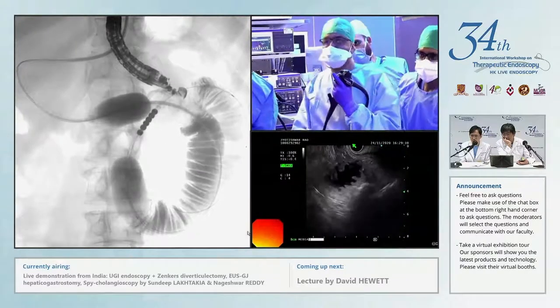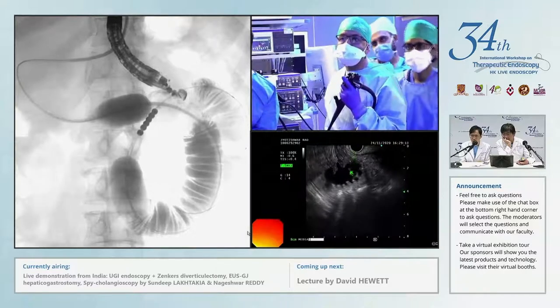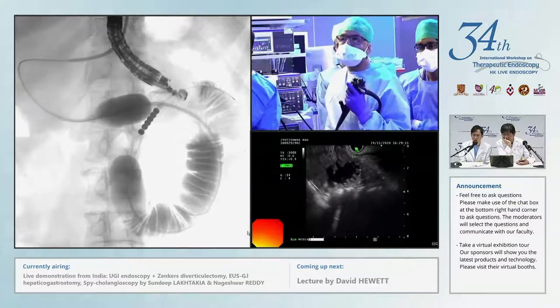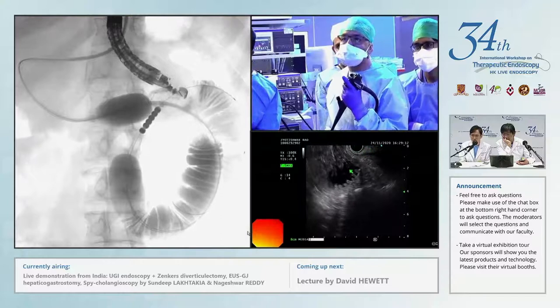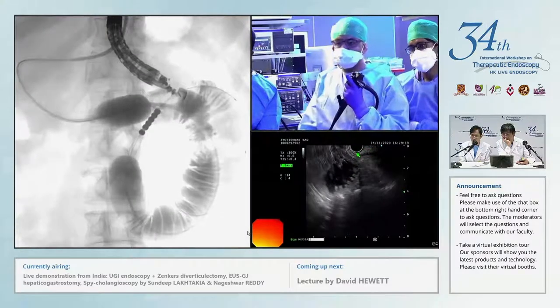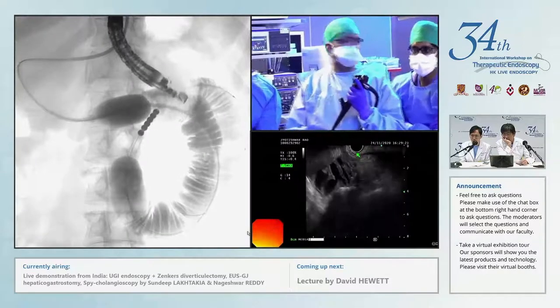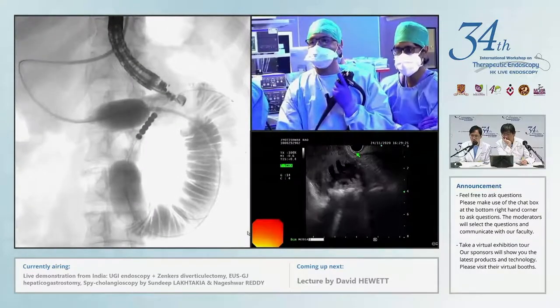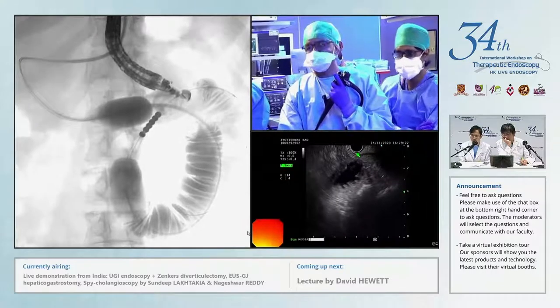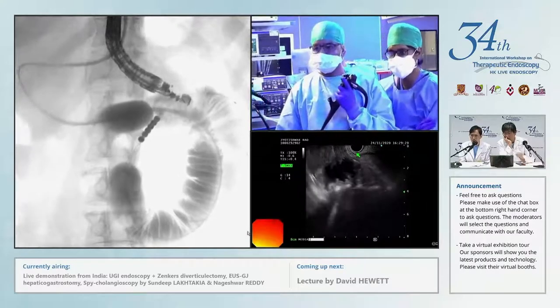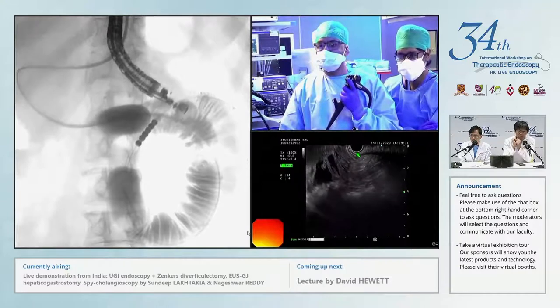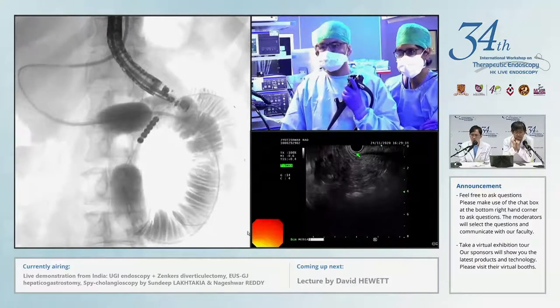Now we can see clearly that this loop looks very nice. It's getting distended well and we can come from this side. Usually the puncture site or the LAMS deployment site comes around the DJ flexure or the fourth part of the duodenum most of the time. So here also it looks like the same, approximately in the DJ flexure area.